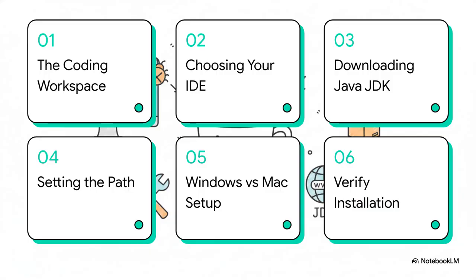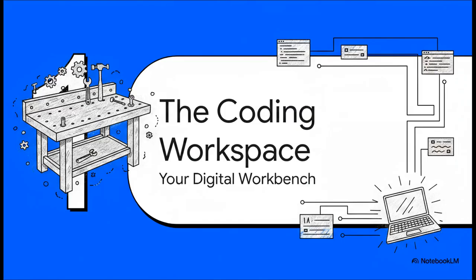All right, let's take a quick look at our roadmap. We'll start with the coding workspace and choosing your IDE. Then we'll download the Java JDK, set up the environment path, look at Windows versus Mac, and finally verify the installation. So, stepping right into step 1, the coding workspace.